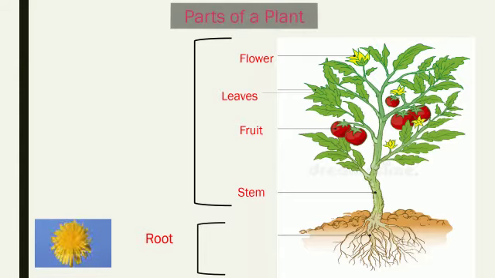All the plants have two main basic parts, that are root and shoot. The portion of the plant which grows below the soil is called as root. The portion which grows above the soil is called as shoot.